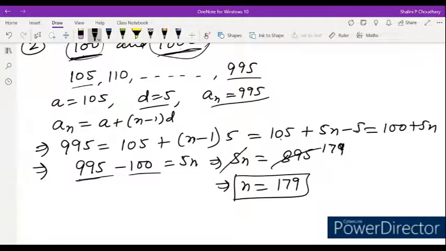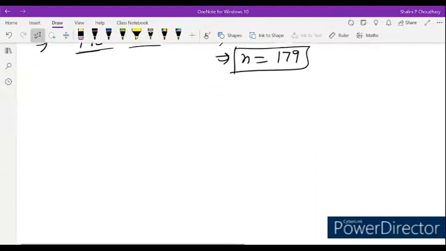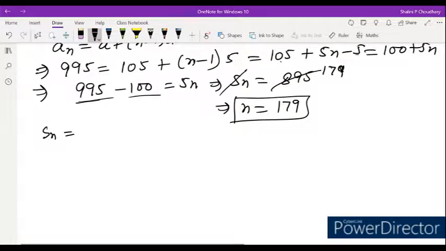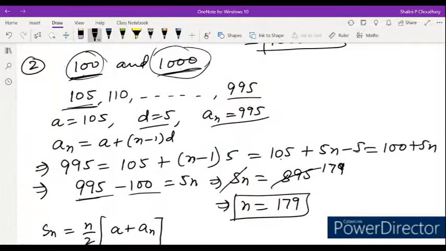So how many terms are there? 179 terms are there. Now we have to find out Sn, the sum of n terms. By the formula n upon 2, first term plus nth term, the last term, we'll use this formula. Why? Because we know the first term and the last term.